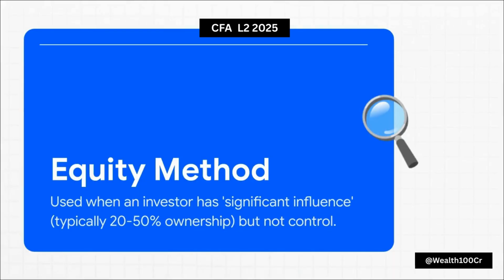The equity method is what we use when an investor has significant influence. That's the key word, but not outright control. For the exam, your mental shortcut should be an ownership stake somewhere between 20 and 50%. Just think of it as a spectrum. Less than 20%, it's usually just a passive investment. More than 50%, you've got control, and that's a whole other story with consolidation. The equity method sits right in that sweet spot in the middle.